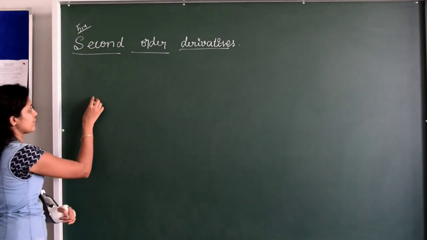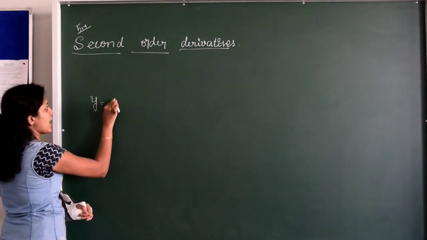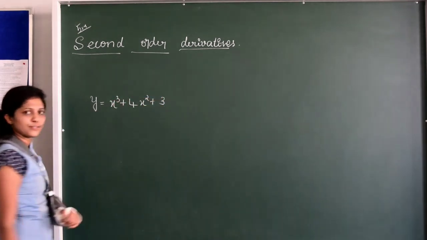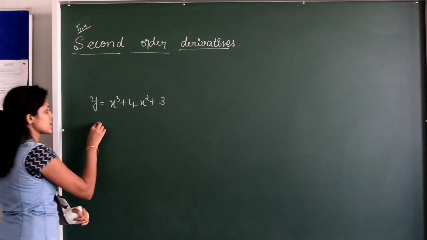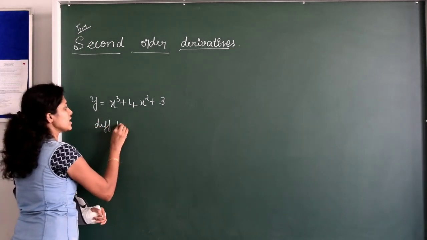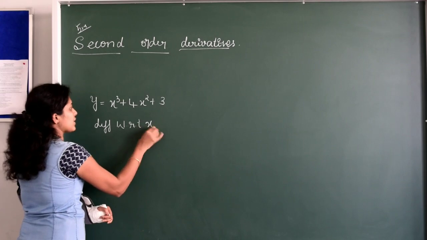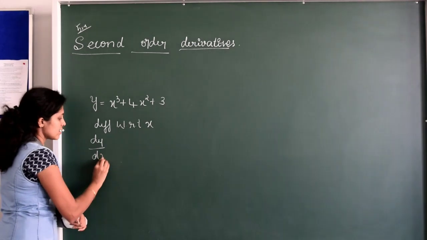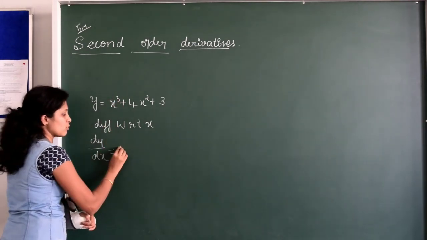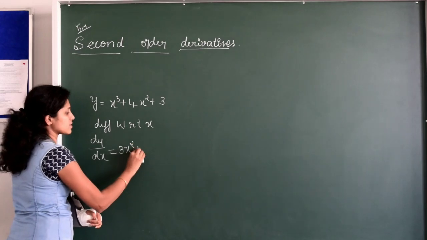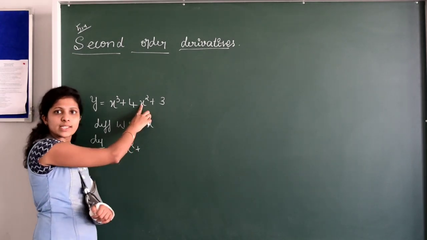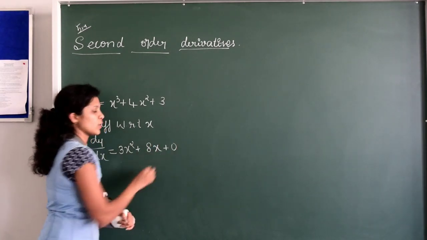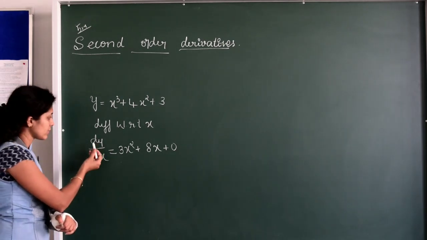I mean, for example, if I consider the function y is equal to x cube plus 4x square plus 3. Now this is the one function given and we are differentiating the function with respect to x. If I differentiate the function with respect to x, what will I write here? Derivative of y with respect to x will be dy by dx, right? So this is equal to derivative of x cube, which is 3x square, plus derivative of 4x square. Derivative of x square is 2x. So 4 into 2x will be 8x plus derivative of 3 will be 0. So this is called the first order derivative. Here we got dy by dx.